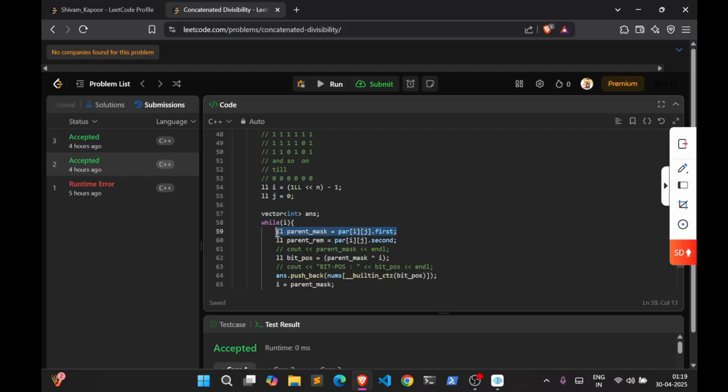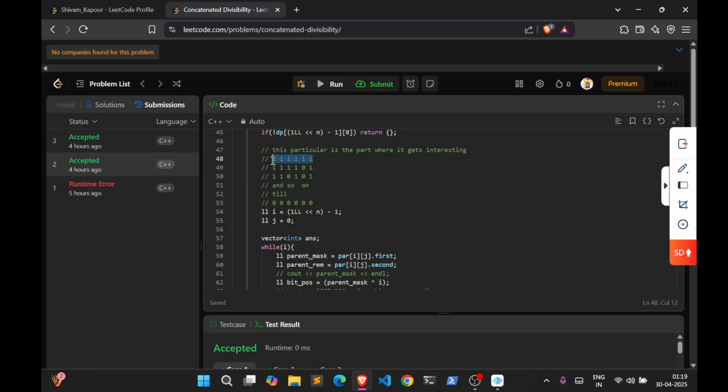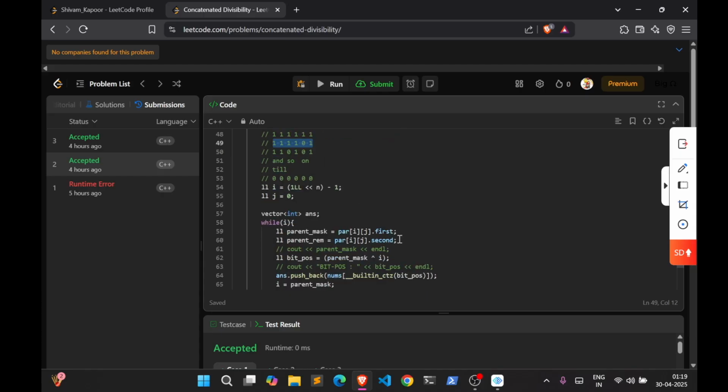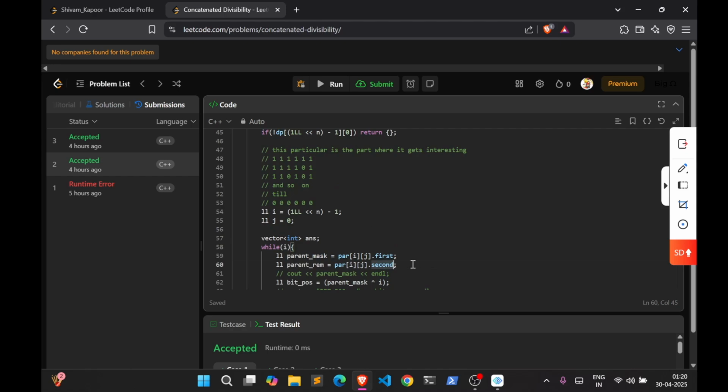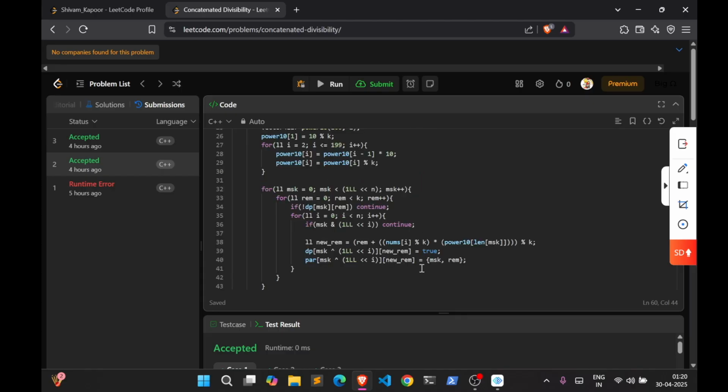So what is my parent mask? What is the parent of this? My parent mask is basically the parent of I comma j dot first. And the parent remainder is the parent of I comma j dot second. For each particular new mask that I have, I record that if from this mask I can go to this new mask with this new remainder, then I would have come from mask comma remainder.